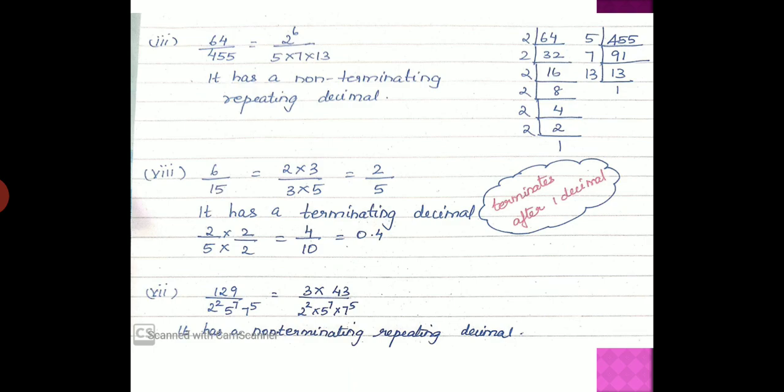Okay, now 2 by 5. What is the power of 5? 1. Therefore, it will terminate after only one decimal place. So you see 2 by 5, one 5 is there, so I'll multiply and divide by 2. So you will get 4 by 10, which is 0.4. Now the 7th subdivision, 129 by 2 square, 5 power 7, 7 power 5. In the prime factorization of the denominator, you have numbers other than 2 and 5 also. Therefore, it is a non-terminating repeating decimal.